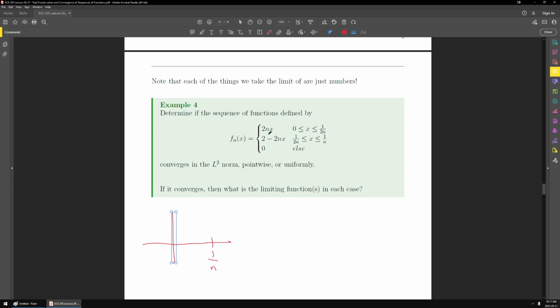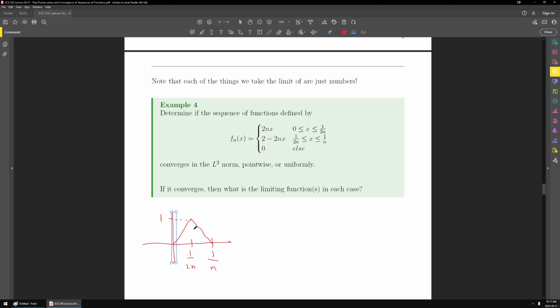So 2nx, for any positive integer that I plug in for n, is going to have a positive slope. So it's going to do something like this, and this stops at 1 over 2n, which is the halfway mark. The height of this, if I plug 1 over 2n in, the 2n's cancel, the height is always 1. Now if I plug 1 over 2n into the other piece, the terms cancel, so I get 2 minus 1, which is 1, which is what I wanted. And if I plug in 1 over n, the n's cancel, 2 minus 2 is 0. So it does this thing.